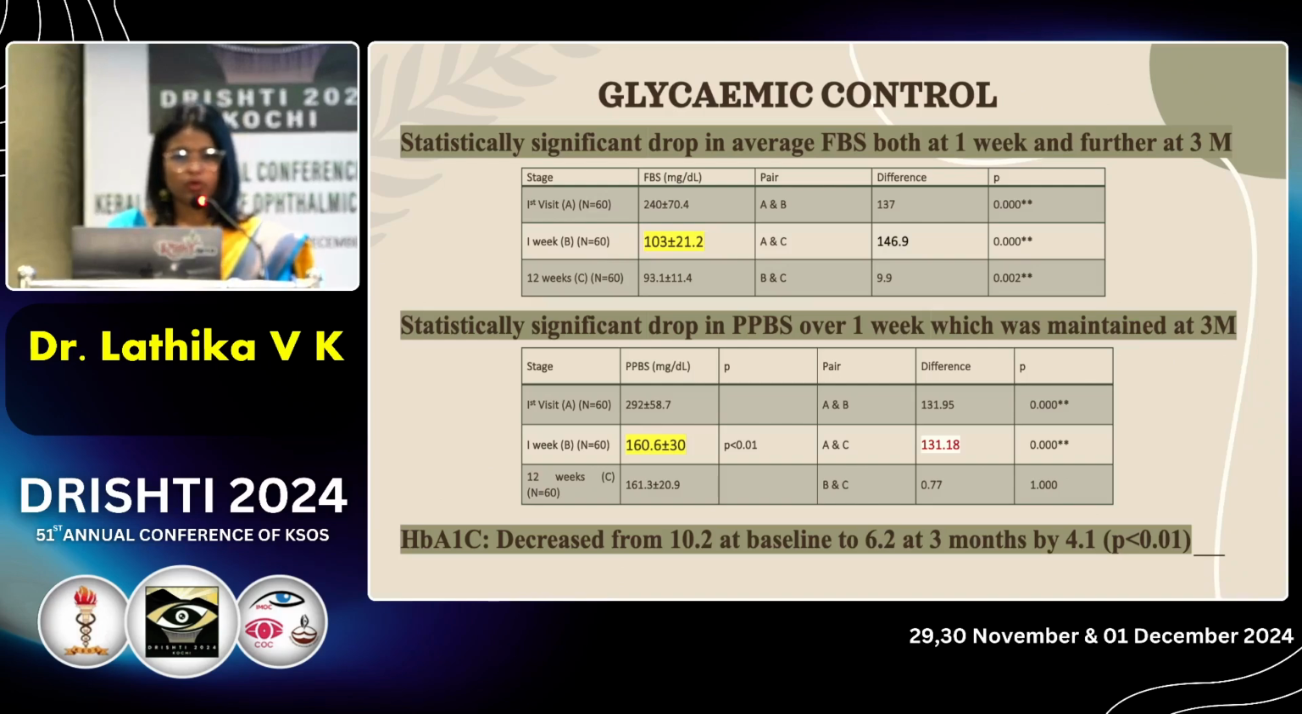But what I want you to focus on is that this drop was mostly in the immediate phase. That is, both FBS and PPBS went down drastically in the first week itself after proper treatment was initiated. Whereas the HbA1c decreased by about 4, it took around 3 months for the HbA1c to come down.